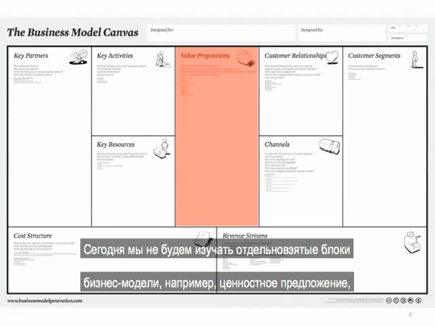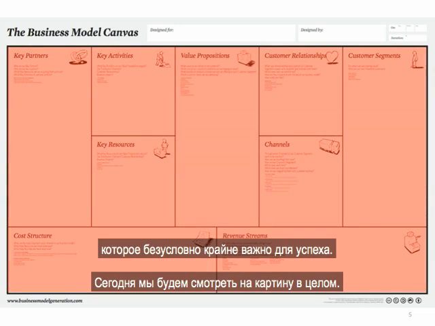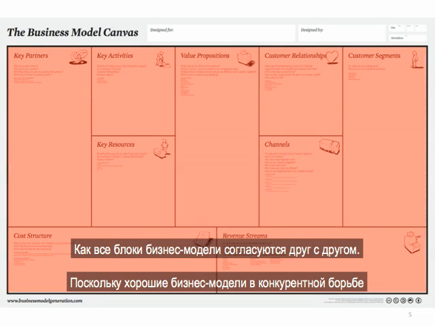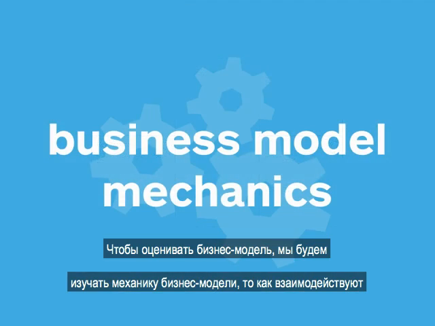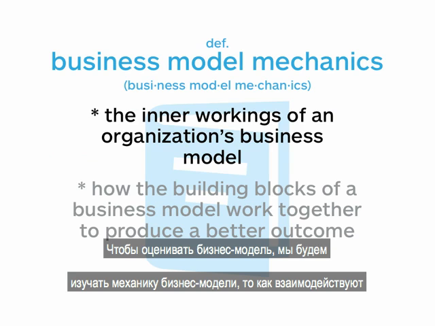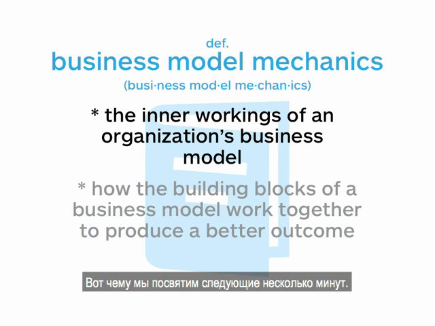Which means we're not just going to look at individual blocks, in particular not just the value proposition, which is a crucial part of your business model, but we're going to look at the big picture, how all pieces fit together, because great business models always outcompete great products and great technologies. So to assess the business model, we're going to look at business model mechanics. And with business model mechanics, I mean the inner workings of an organization's business model, which describe how the building blocks of a business model work together to produce a better outcome. That's what we're going to study here in the next couple of minutes.